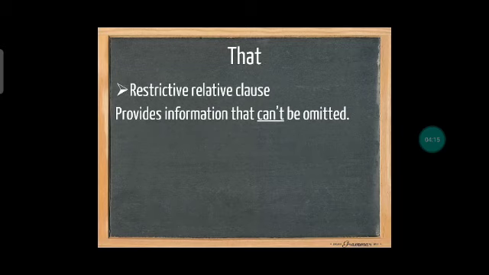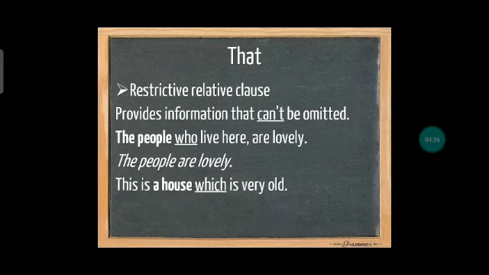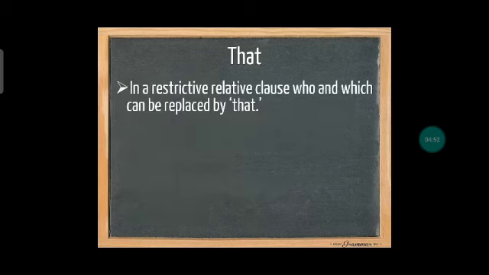Restrictive clause provides information that cannot be omitted. We cannot lift out any part of the sentence. Okay? This is restrictive. The people who live here are lovely. Can you say the people are lovely? Yes, but it lacks important information, which means who live here. This is a house which is very old. I can say this is a house, but this part, which is very old, is a very important part of the sentence, and it's very important information. So this is a restrictive clause. It's better to keep it.